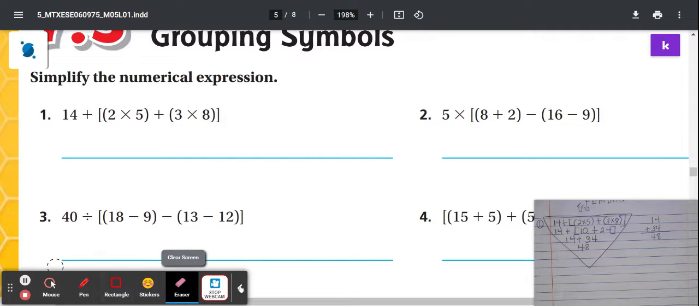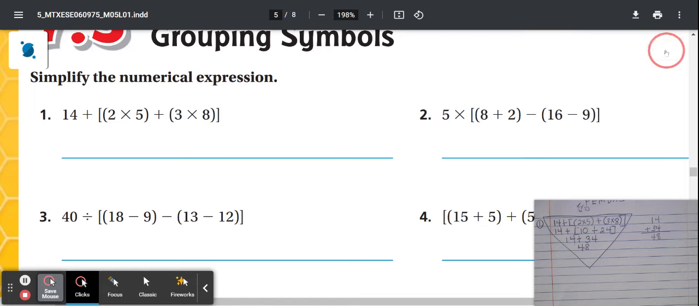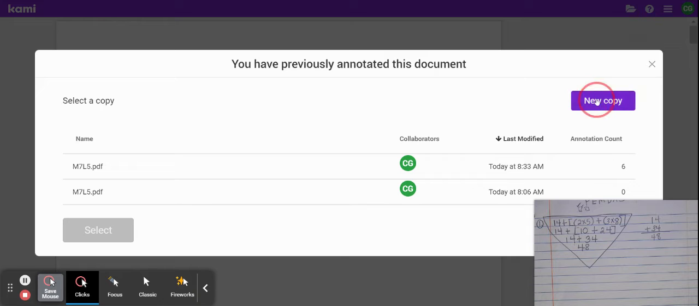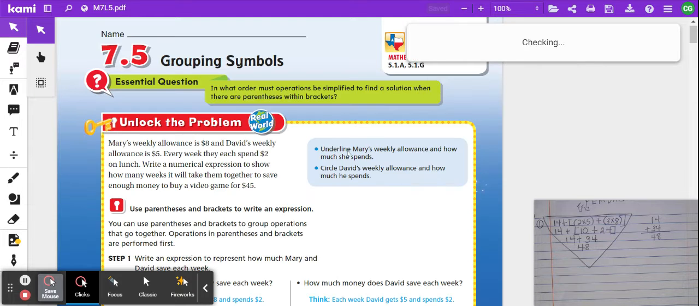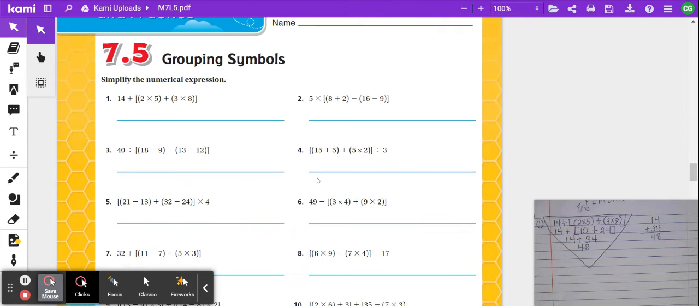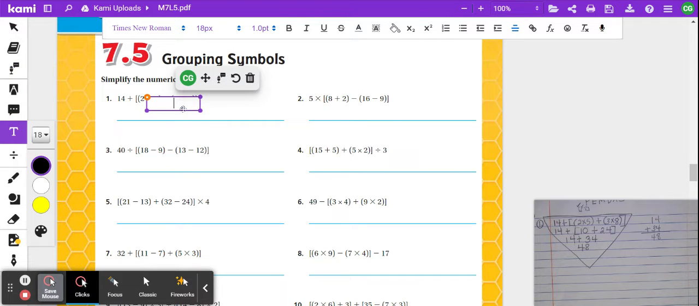And what I will do, I'm going to switch this over to a new copy, just so that we can see it. I'm going to move over here to the problem, and here I can type in 48 and it'll stick on the problem. It'll stick on the board. So the answer is 48. I'm going to write it right there.